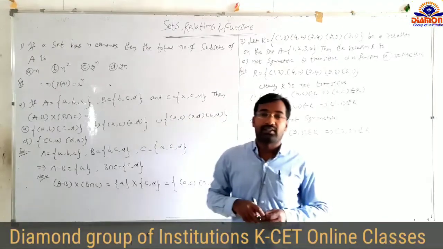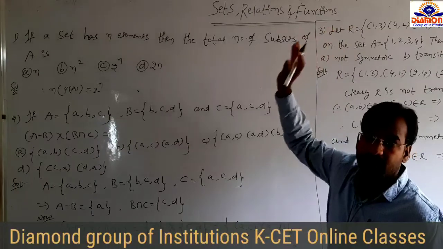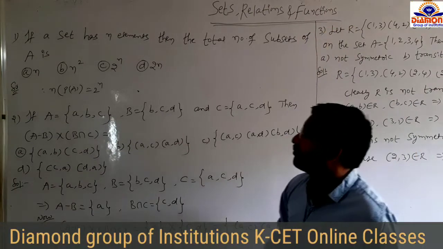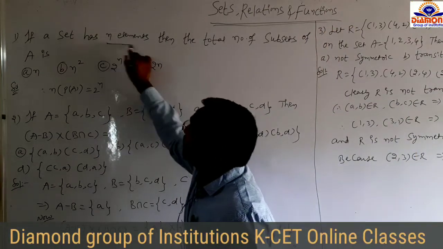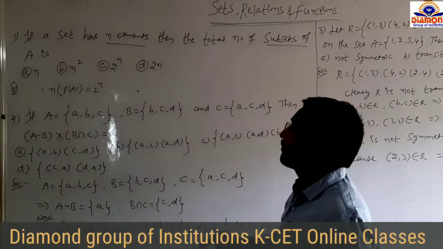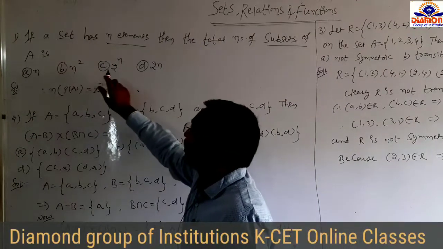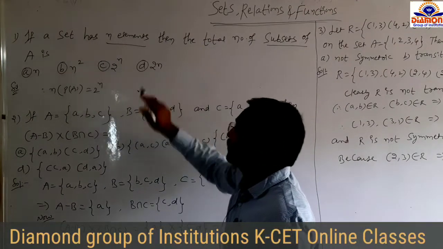Today we discuss the chapter sets, relations, functions. So see the first question. If a set has n elements, then the total number of subsets of A is: option A, n; option B, n square; option C, 2 power n; option D, 2n.